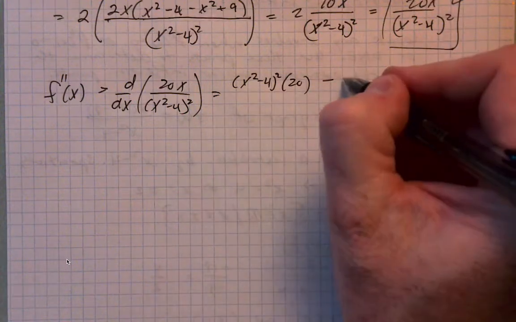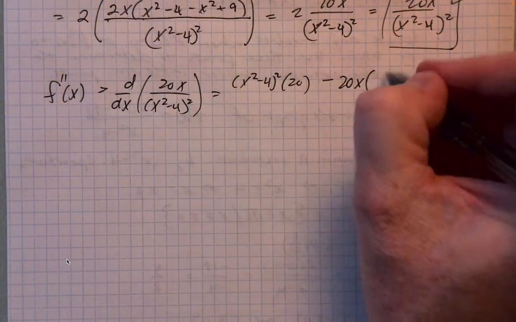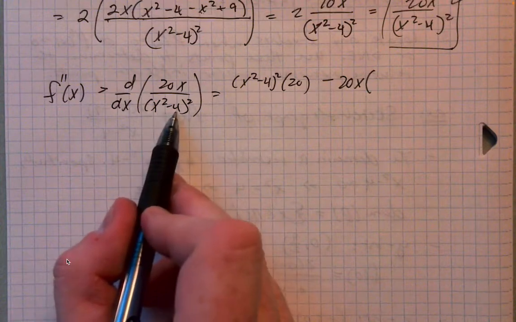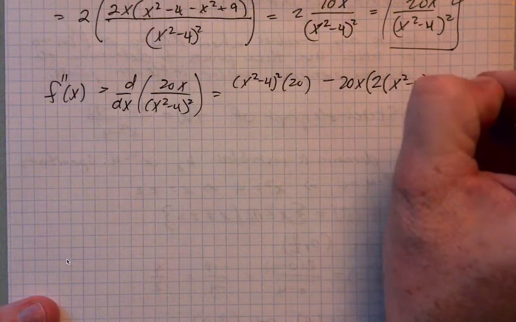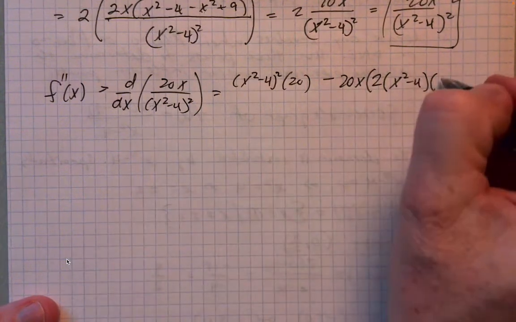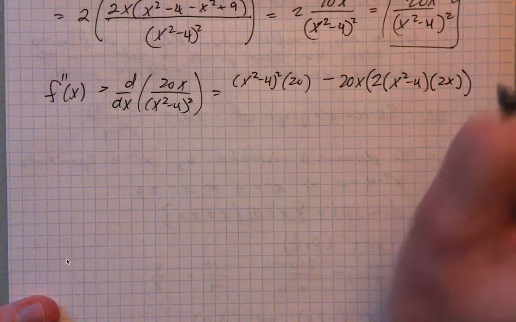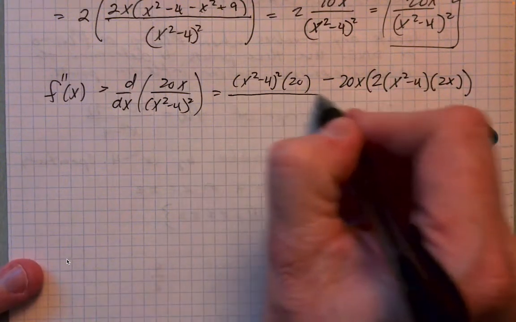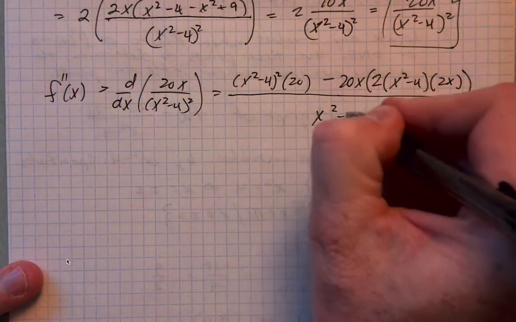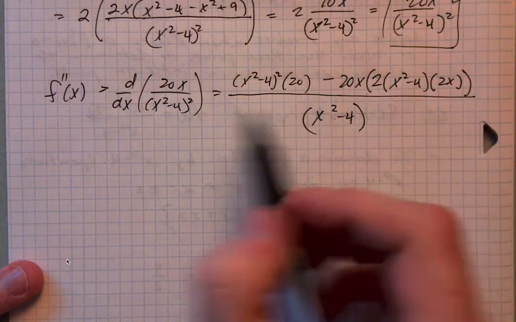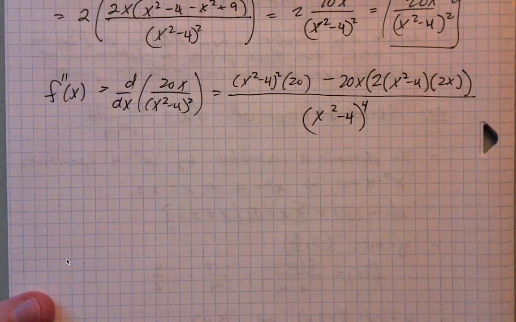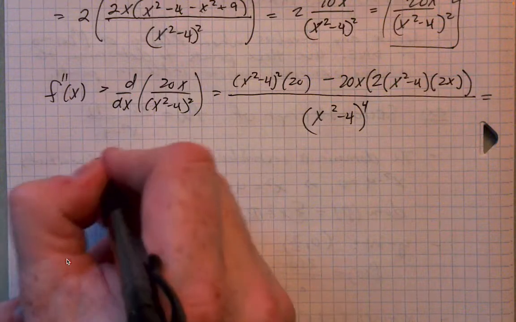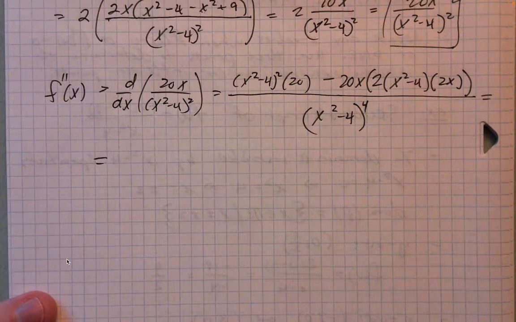Minus 20x times the derivative of the bottom function here, which is going to be 2 times x squared minus 4 times, and then the derivative of the inside, which is 2x. Okay, and then the whole thing divided by x squared minus 4. Now it was squared, we've got to square that again, so it becomes the 4th power. Okay. All right. And then let's simplify if we can here.